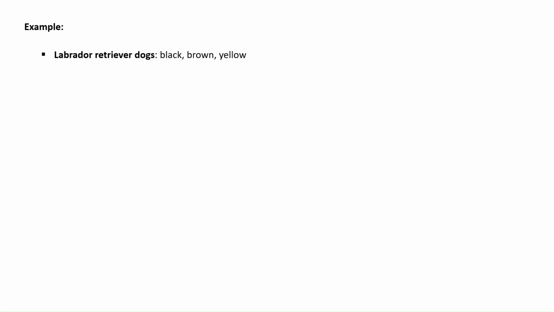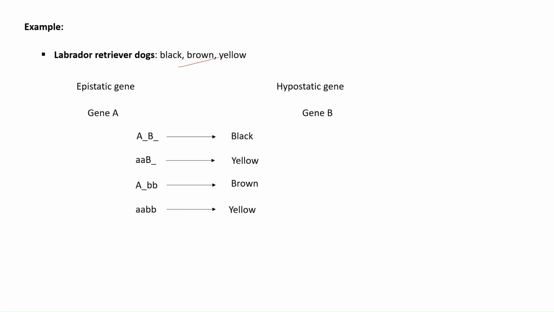One example of recessive epistasis is Labrador Retriever dogs. Their fur color can be black, brown and yellow. Now here epistatic gene A, hypostatic gene B. So according to law of independent assortment, we can get capital A dash, capital B dash. Second one, this is recessive. Third one, B is recessive. Fourth one, all recessive. Correct? So where will it affect the phenotype?